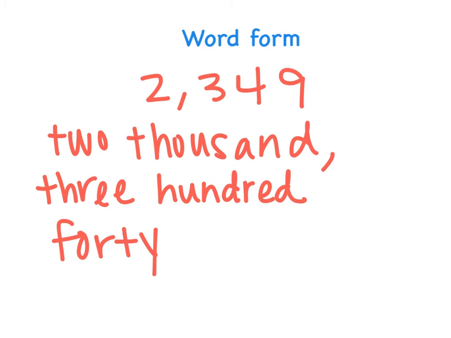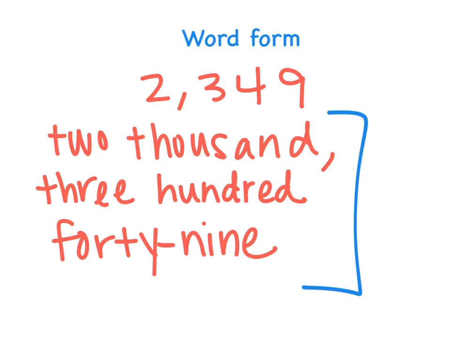349. Two-digit numbers bigger than 30 get a hyphen in between them like this, 49. Notice how I don't have an and right here. We should not say 2,349. Ands are for decimal points. We don't have any decimal points here, so I shouldn't have the word and here. So this is how I would write the word form of this number.